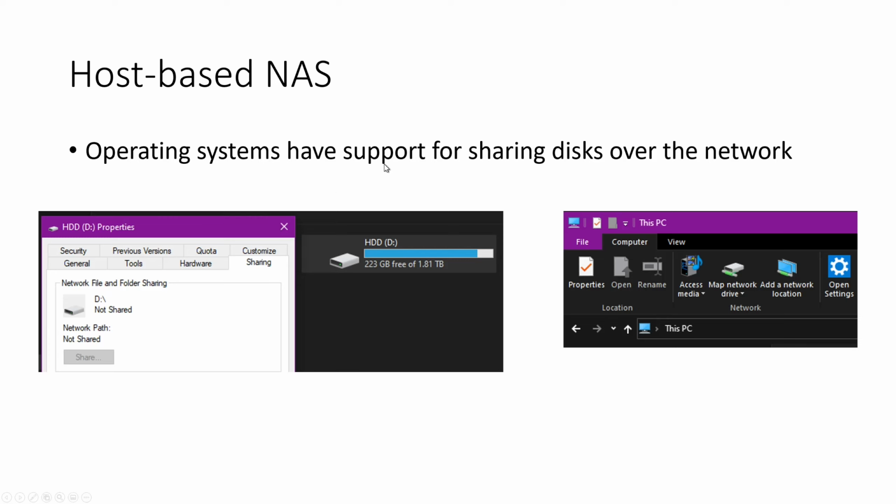Most operating systems today have built-in support for sharing a file system over the network and to mount these file systems locally. So here, for example, I have a screenshot from Windows where we can go into the properties of a hard drive like d:\, and we can share it. And when we share it, it's going to have a network path. And then we can mount a network drive from Windows Explorer. And macOS and Linux have similar functionalities. So this is one way in which we can have a sort of NAS on our computers.